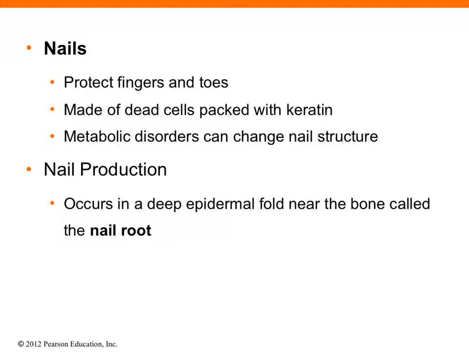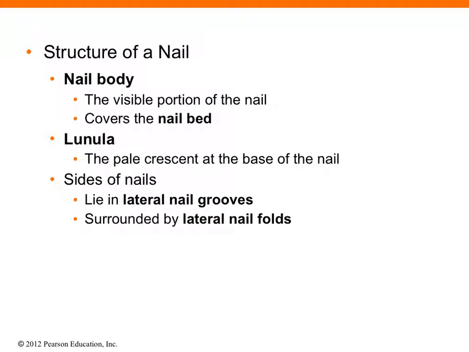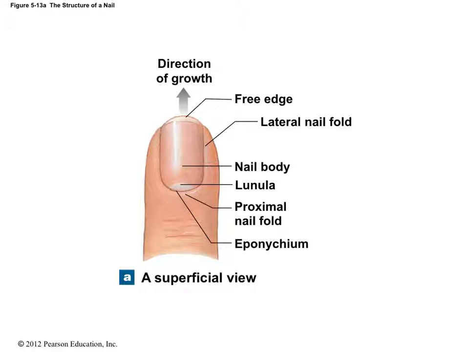The nails protect the fingers and toes. They're made of dead cells packed with keratin. Metabolic disorders can change the nail structure. Nail production occurs deep within the dermal fold near the bone, called the nail root. The nail structure includes the nail body and the lunula, and if we look at this image, we can see the free edge, the lateral nail fold, the nail body, the lunula, and the proximal nail fold.